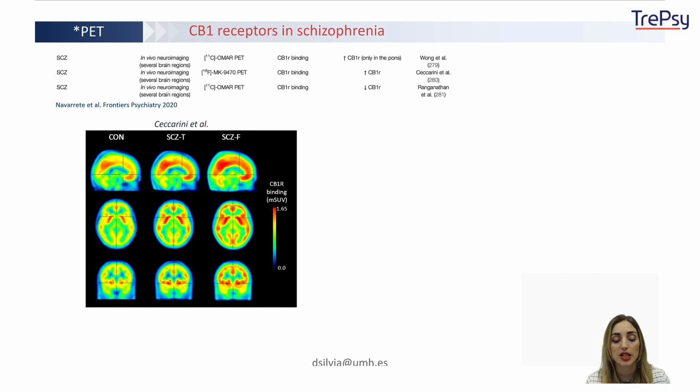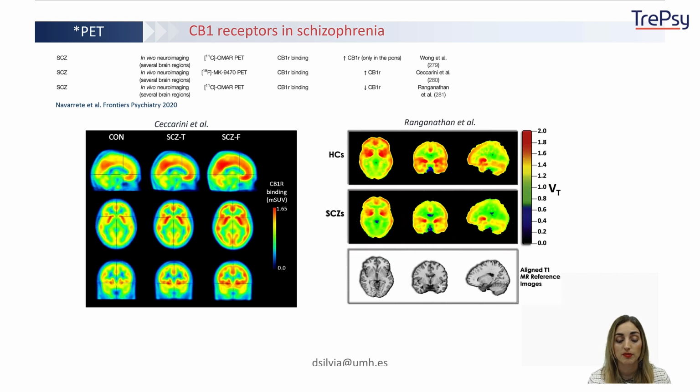reported. Notably, this is the work of Ceccarini, where an increase in CB1R binding in schizophrenia, both treated and drug-free groups compared to control, is highlighted. While in another work, the opposite pattern is found. So reduced CB1R availability in schizophrenia patients compared to control.